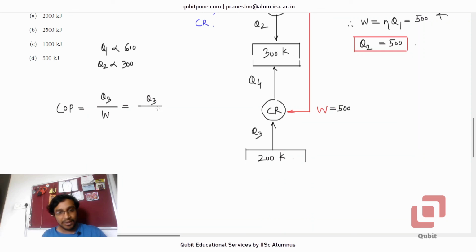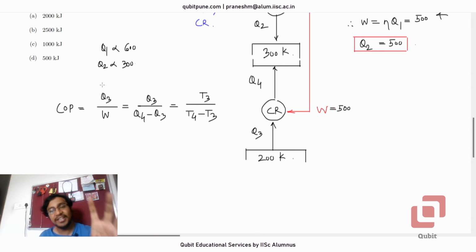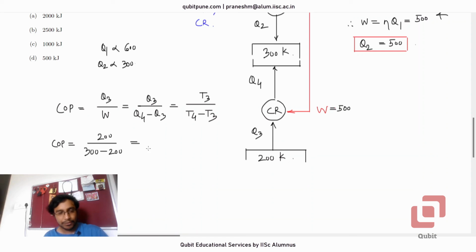Now we can easily write this as Q3 upon Q4 minus Q3, or it will eventually become T3 by T4 minus T3. Same proportionality relationship which we applied for the heat engine works for the Carnot refrigerator also. Heat is directly proportional to absolute temperature. So what will be the coefficient of performance here? T3 is 200, and T4 is 300. 300 minus 200, so that will be 2. Coefficient of performance is 2.